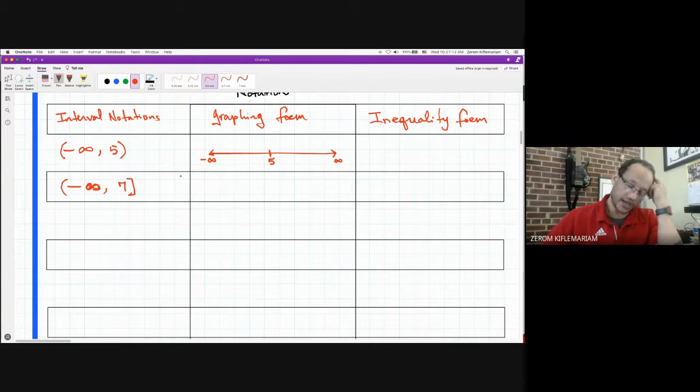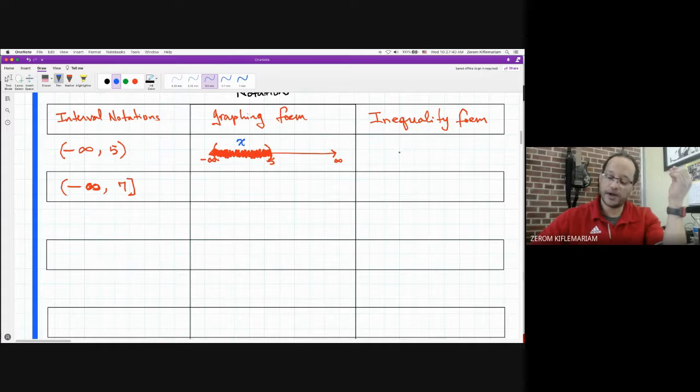This one says shade between negative infinity to 5. This would be the area that I'm going to be shading. So if I shade, and also with the parenthesis, it tells me it's going to be from this side all the way to this side, and that would be my answer in graphing form. But if I am thinking about that portion as the x side, so I have x and the number 5, then x in relation to 5 is what?